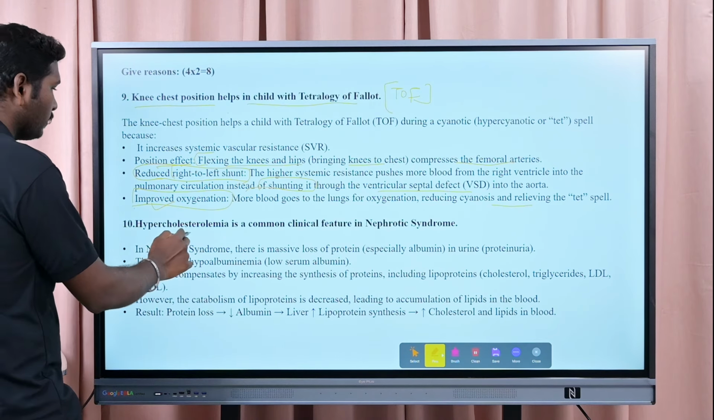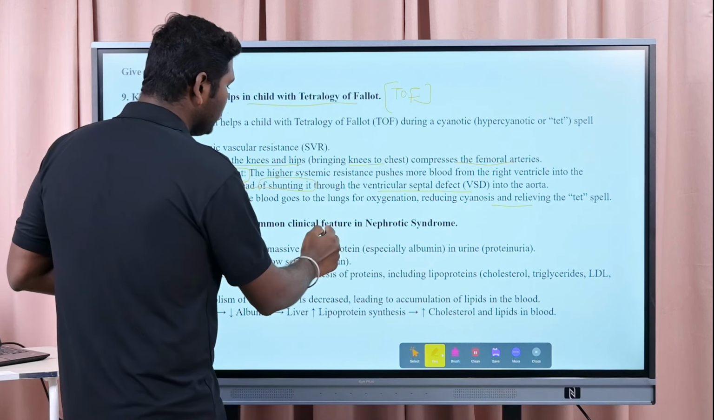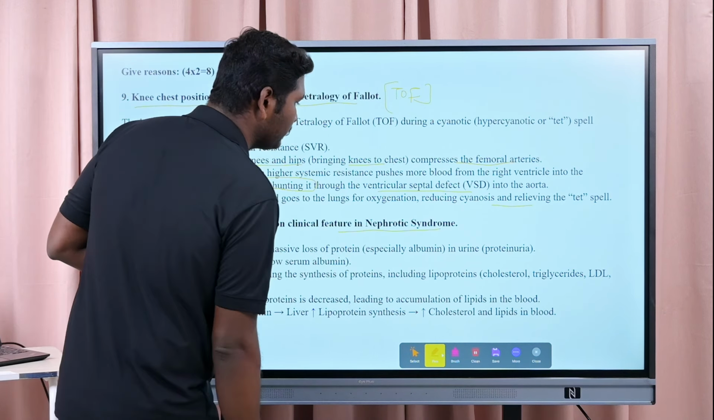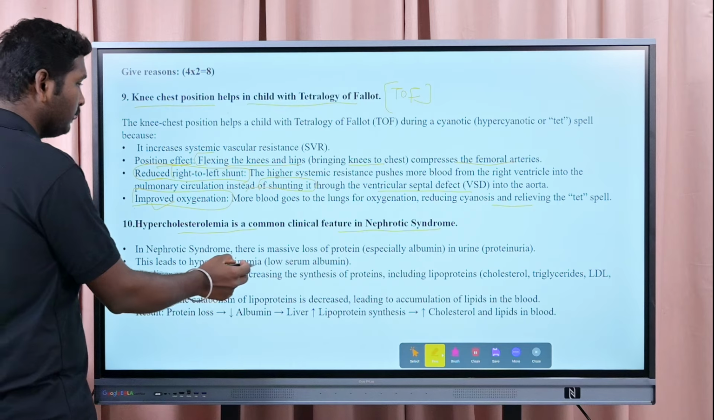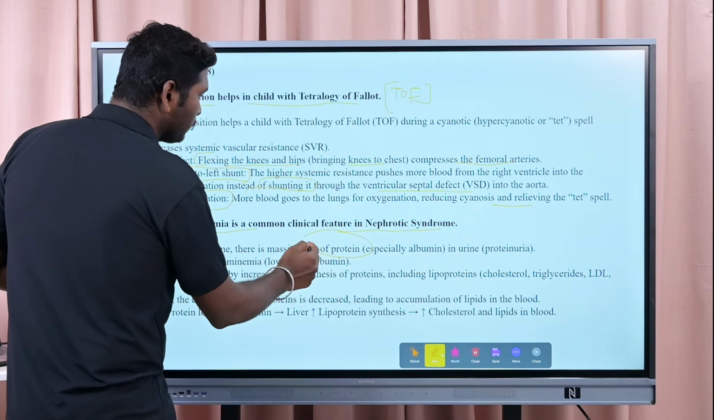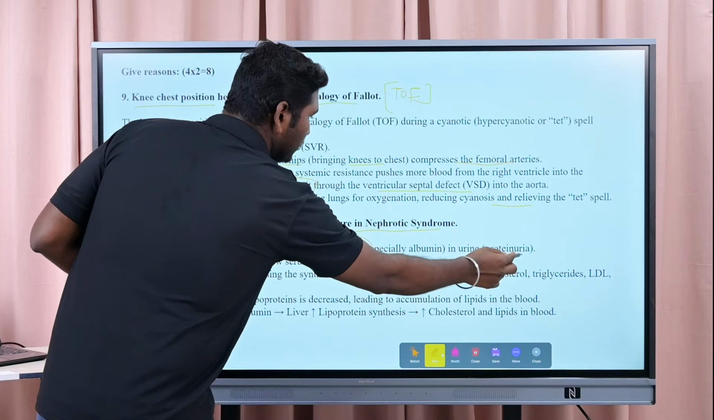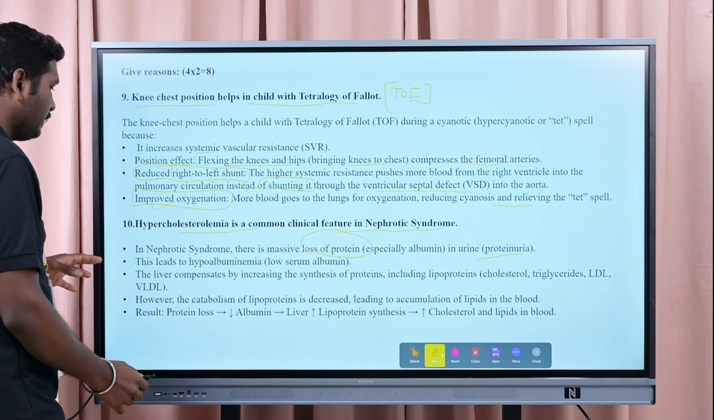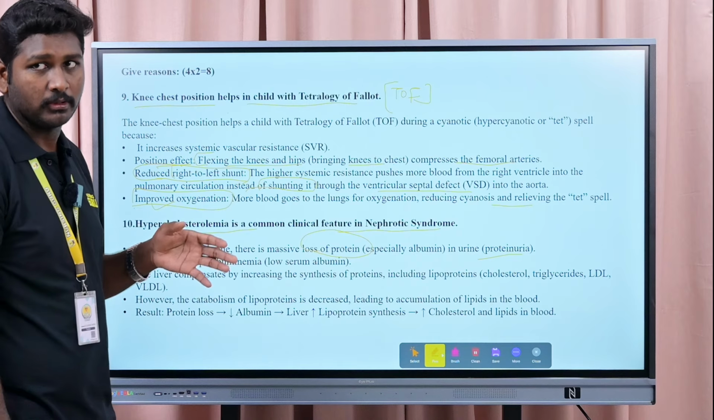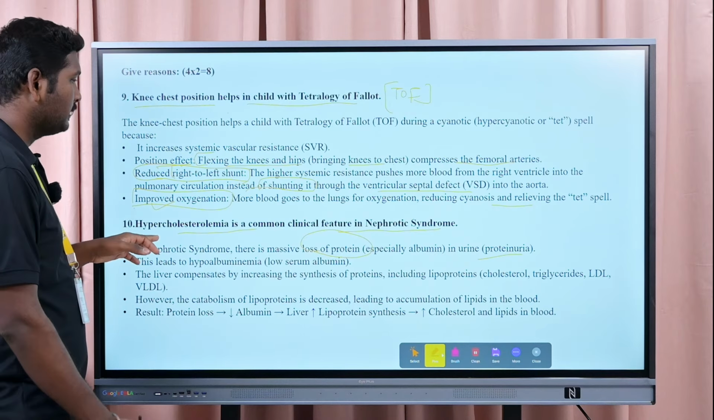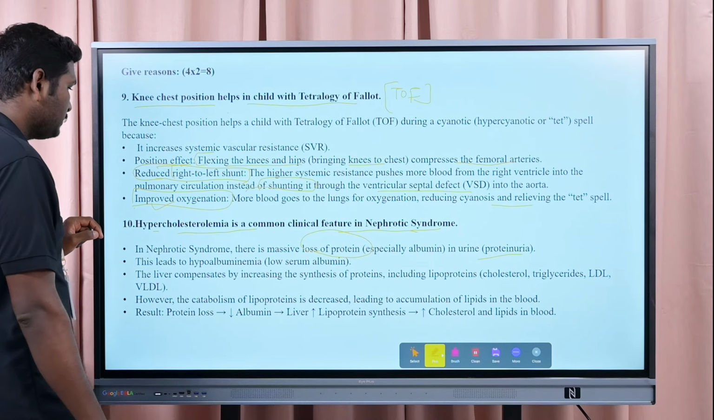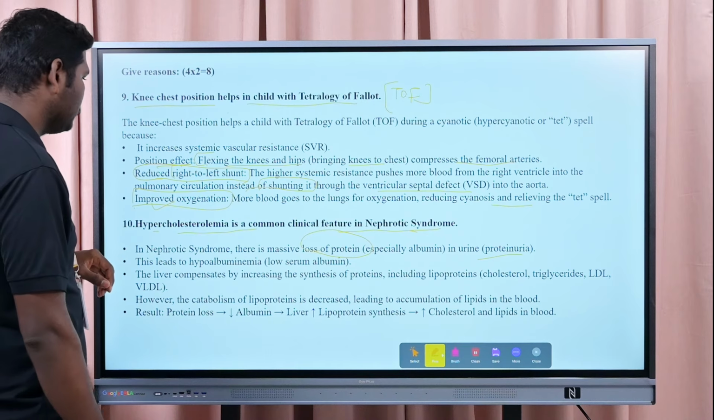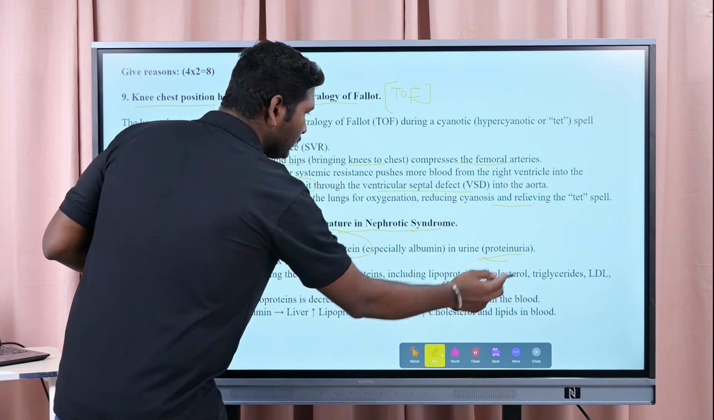Next is hypercholesterolemia. Hypercholesterolemia is a common clinical feature in nephrotic syndrome. Why? Because in nephrotic syndrome, we all know there will be massive loss of protein, which is called proteinuria. Proteinuria will be the major clinical feature or manifestation that we can see in nephrotic syndrome. In this, hypercholesterolemia is a common clinical feature because of the proteinuria.